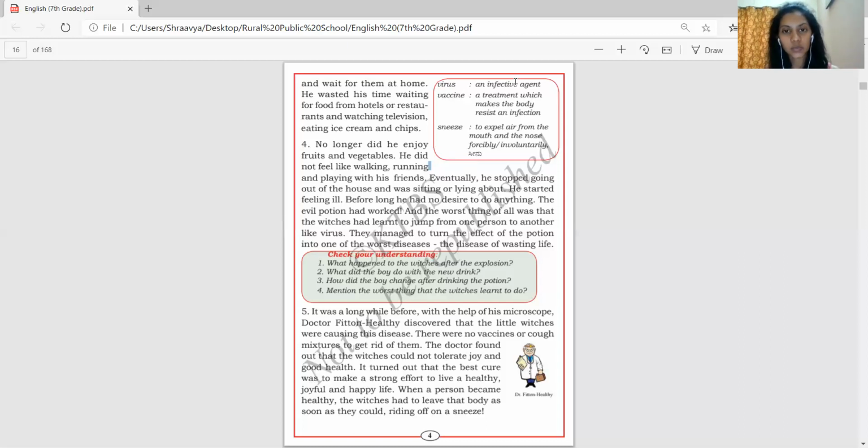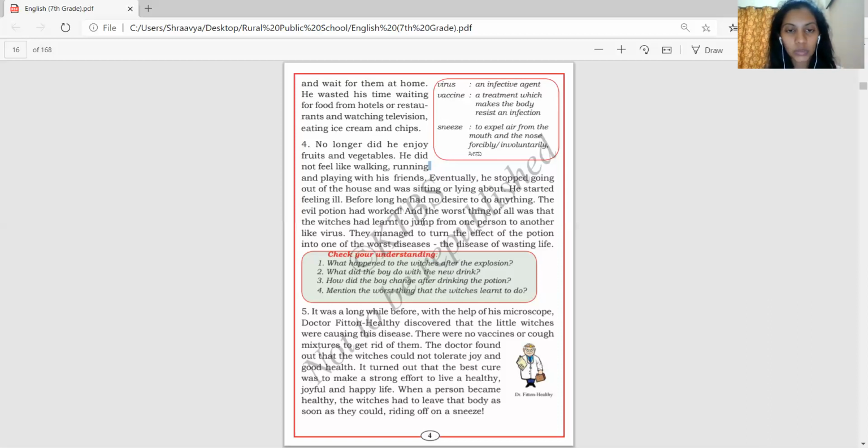What is the worst thing these witches did? That they didn't just stay with the boy. They went from one person to another. It became contagious. Contagious. What does the word contagious mean? Contagious means it passed on from one person to another. So, like coronavirus, COVID-19, it is a contagious disease, contagious illness. They managed to turn the effect of the potion into one of the worst diseases, the disease of wasting life, right?